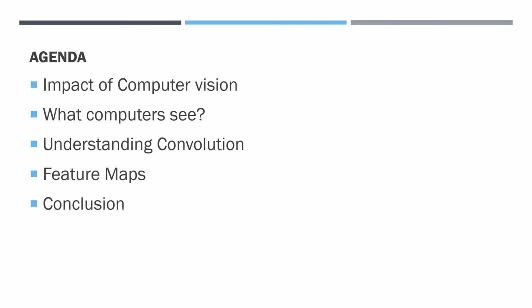In today's discussion, we'll start with why do we care and what's the impact of computer vision, or how can computers see. We will also look into understanding convolutional neural networks and the feature maps.